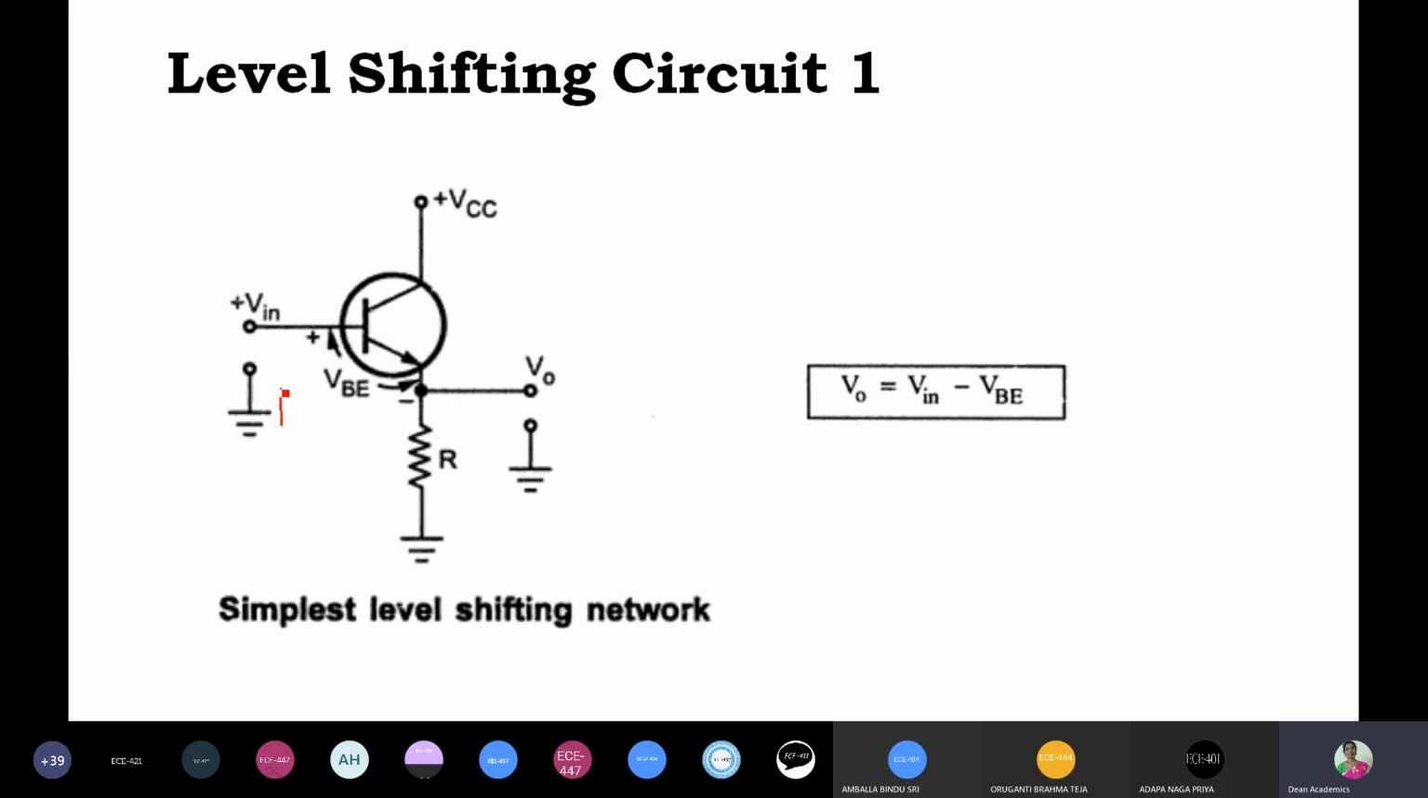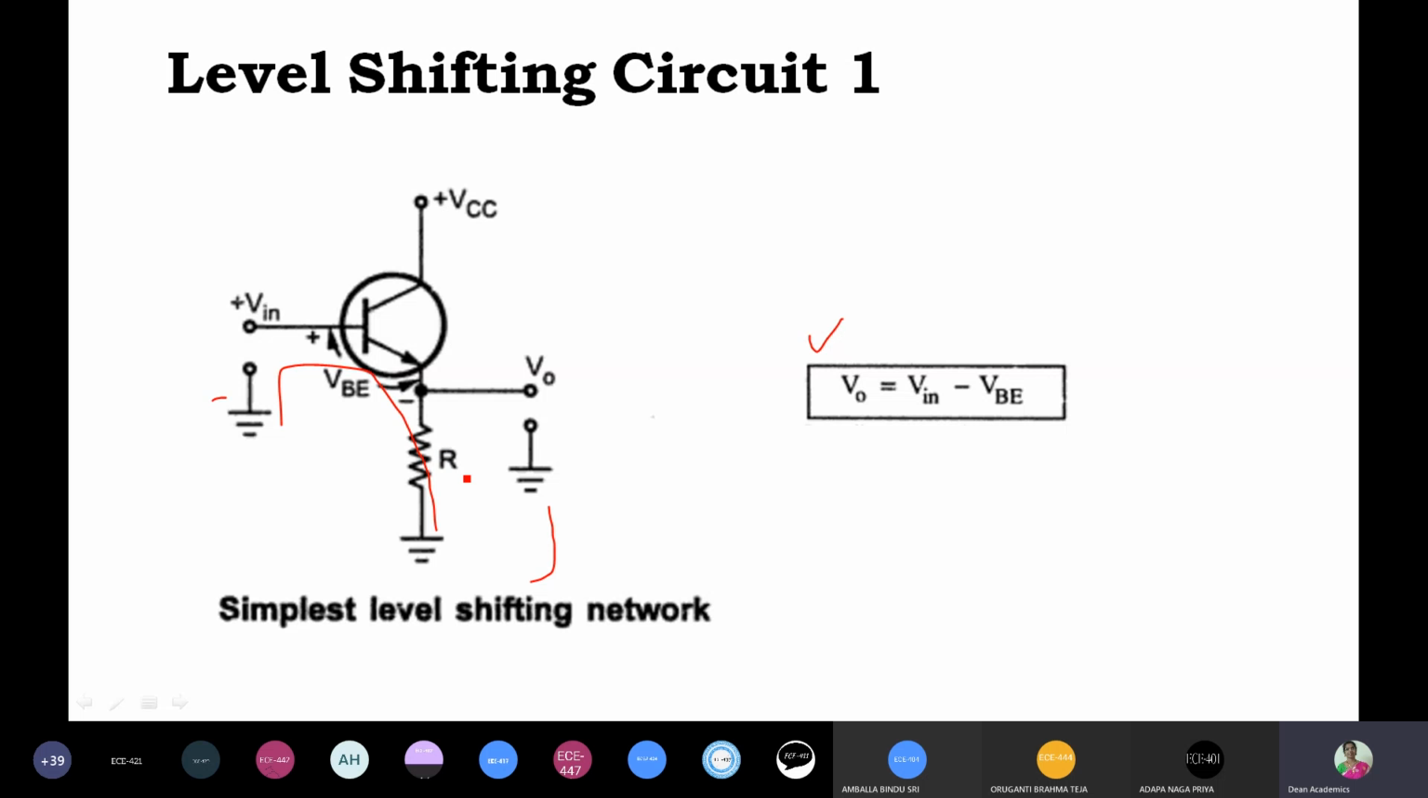Now if you write KVL at this input loop, starting from here: minus Vin plus VBE plus V0 equal to 0, right? If you rearrange, you will get V0 is equal to Vin minus VBE.